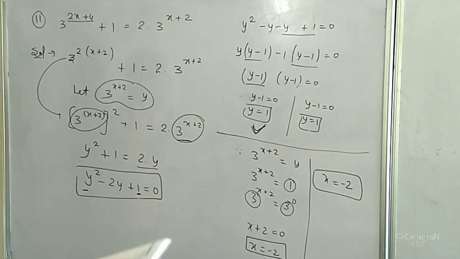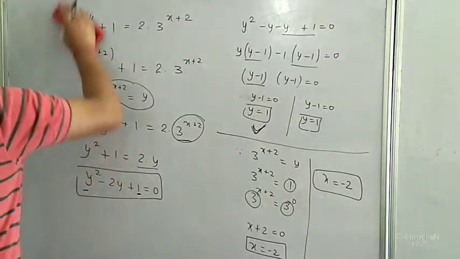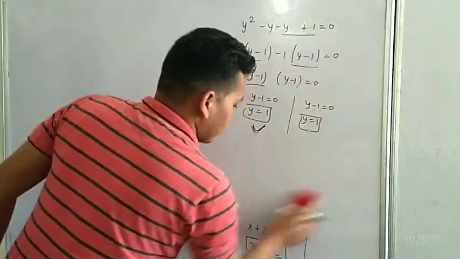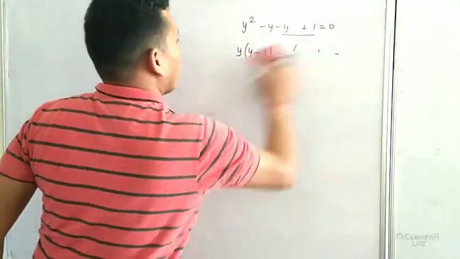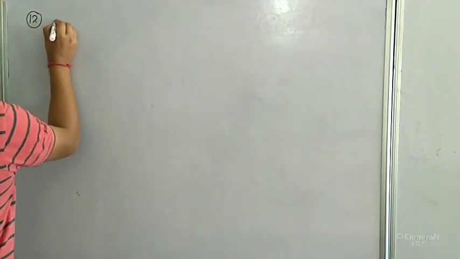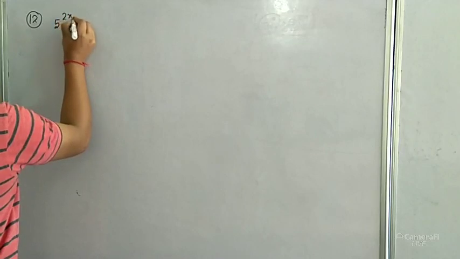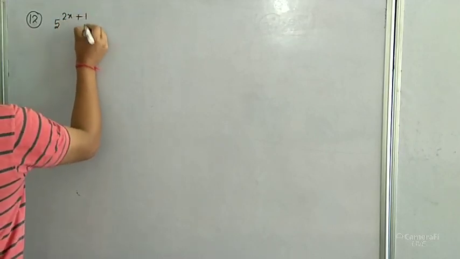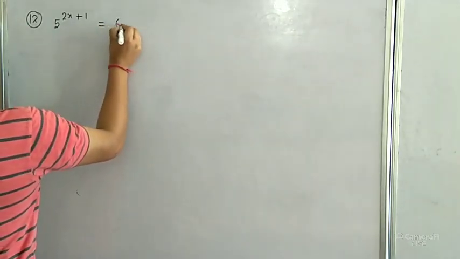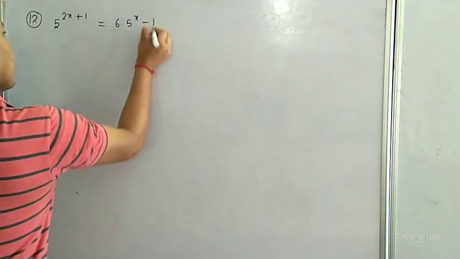Okay, I am taking one more question based on the same concept. I will use the same concept and the same kind of question. The question is question number 12: 5 to the power 2x plus 1 is equal to 6 into 5 to the power x minus 1.